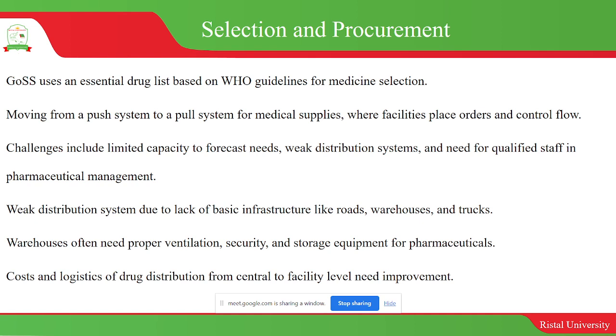The challenge, of course, is still related to the data management systems. There is still low capacity to use those systems to be able to forecast the needs. The distribution of the drugs is also another issue because of poor road networks and also insecurity. Having qualified staff to manage pharmaceutical products is very key, and there is therefore need to improve on that.